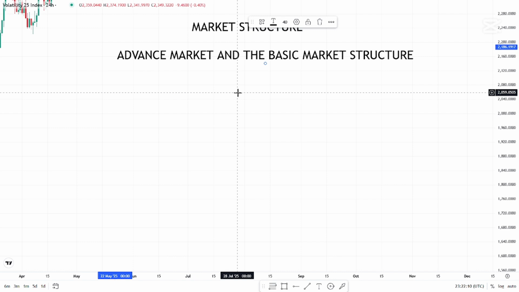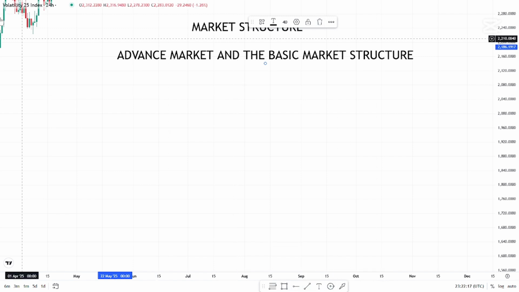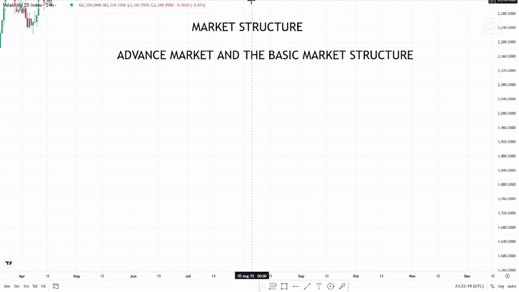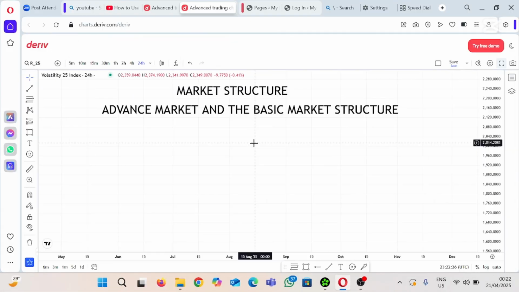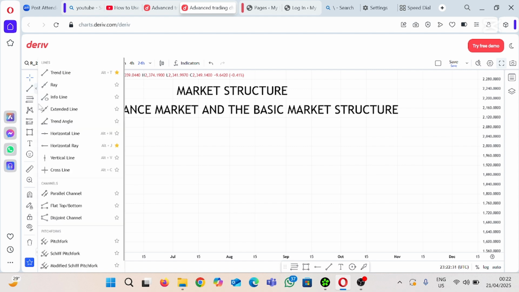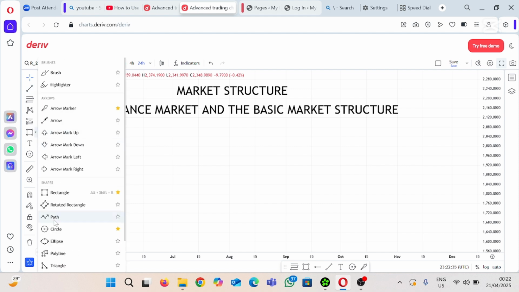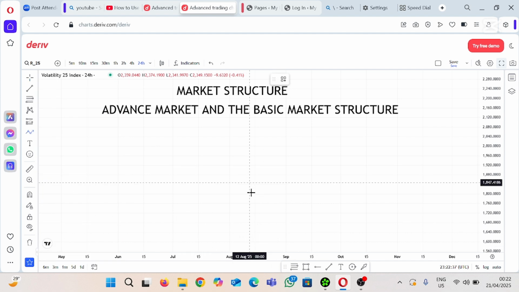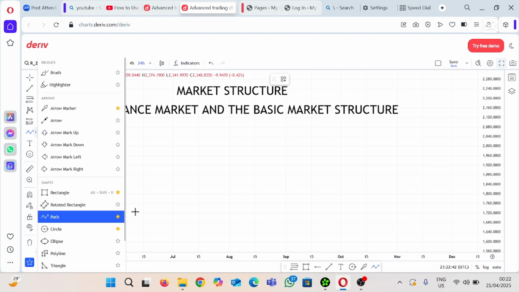And basically, the basic market structure moves in a kind of pattern. I'm going to be showing you the difference between those two and why the advanced market structure is more advisable for you to trade with in 2025.